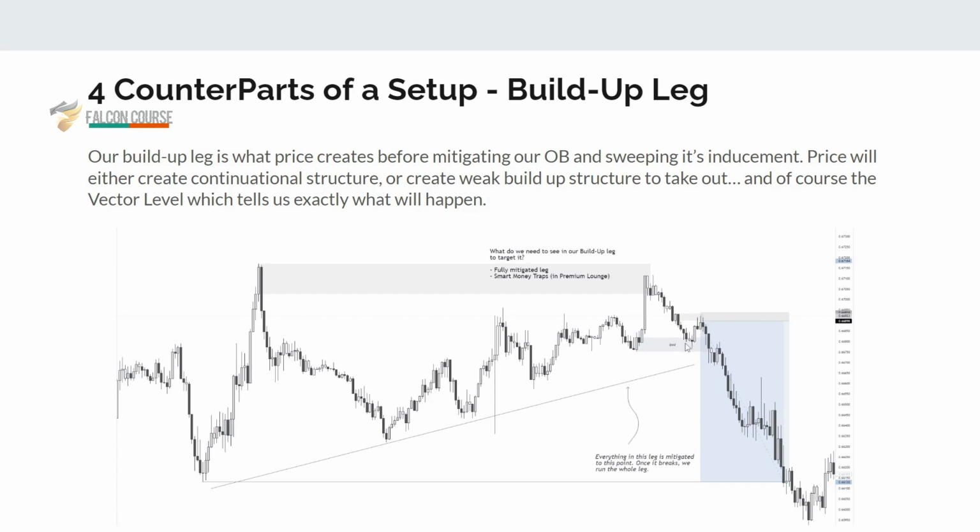After mitigating that last point of demand, no more demand can fulfill any buy orders up, and supply has taken total control to wipe out that leg. So what do we need to see in this build-up leg? We need to either see a fully mitigated leg, because we can't use already mitigated zones, and smart money traps, which we go over in the premium lounge. And we know that this is a smart money trap based on our rules as well.